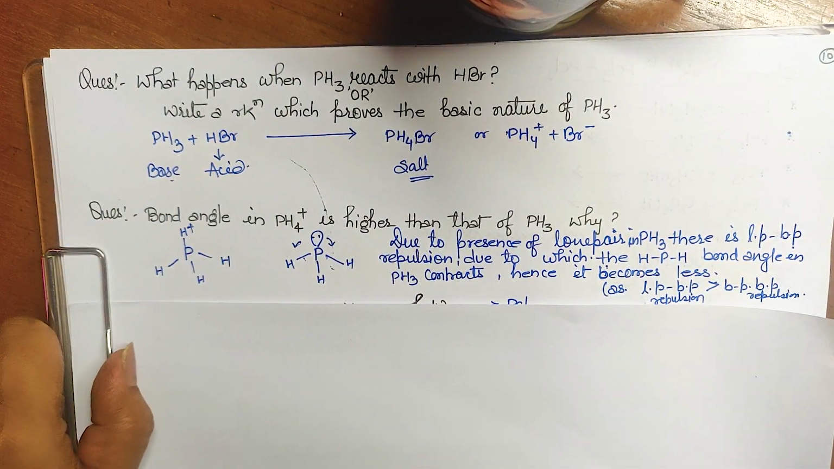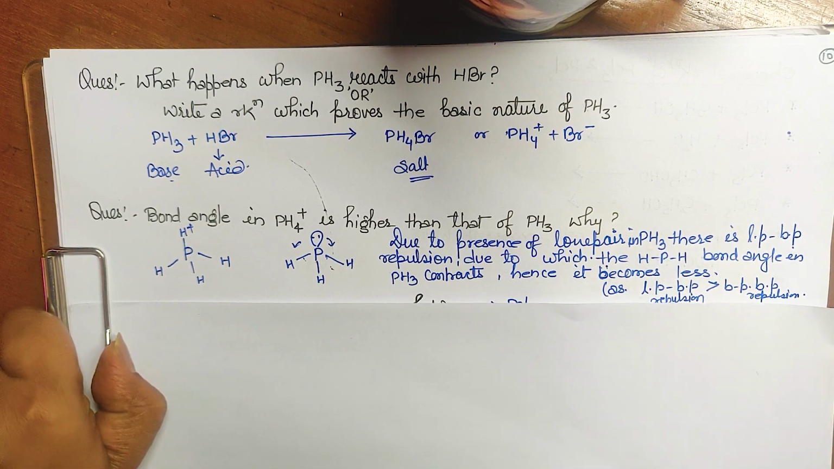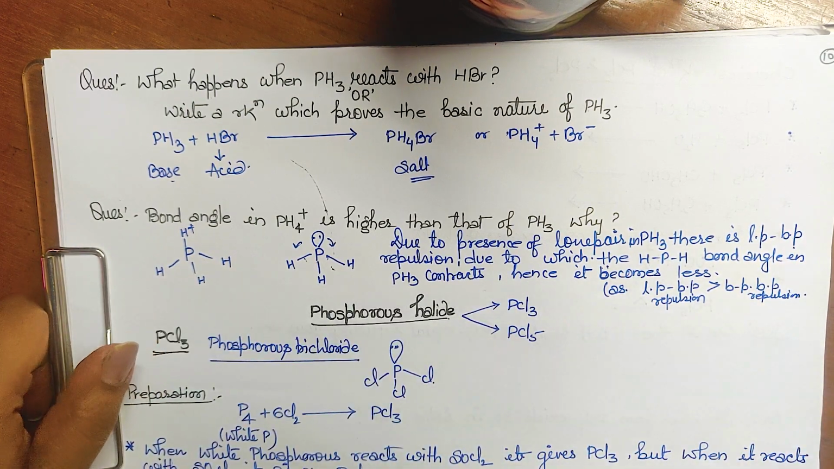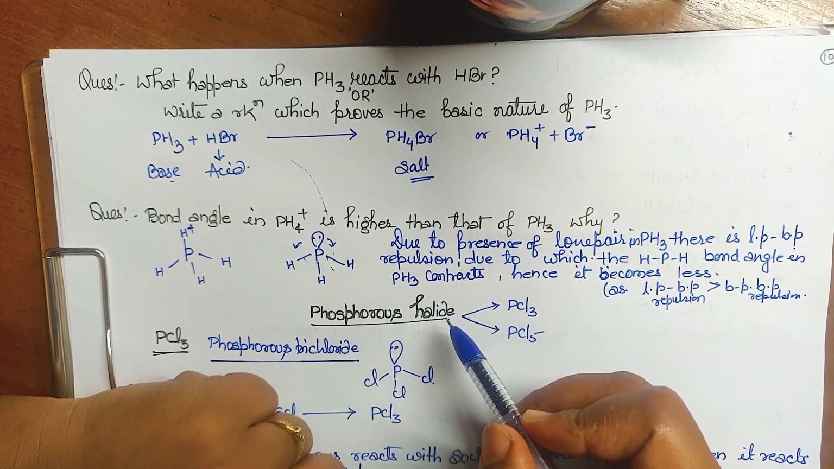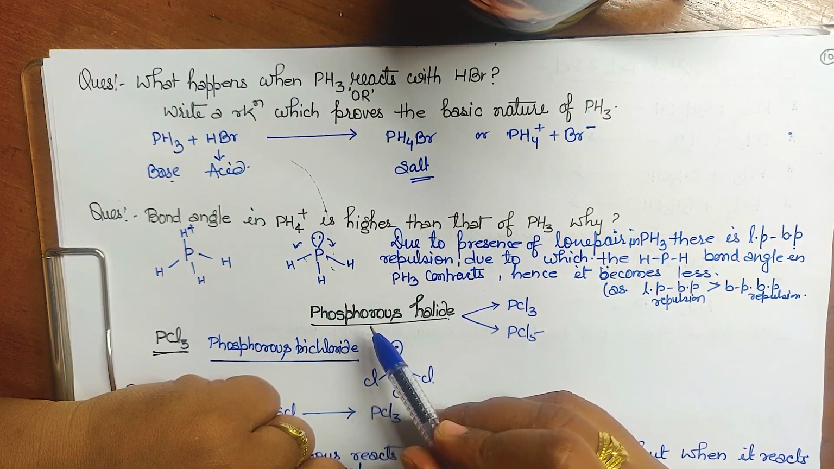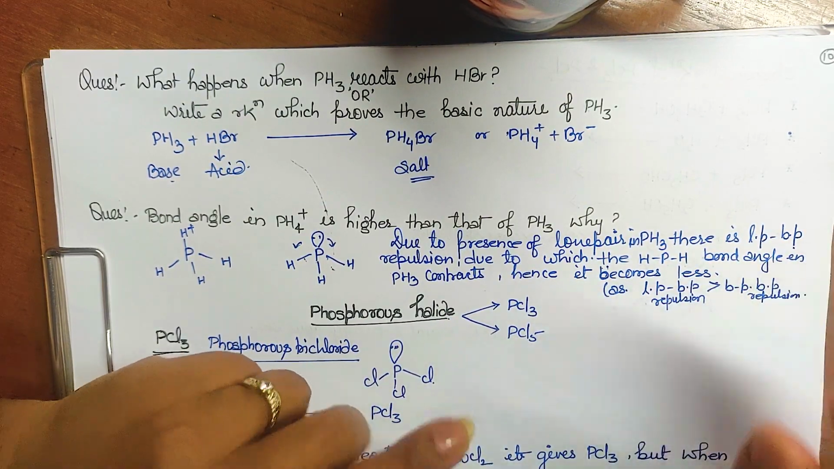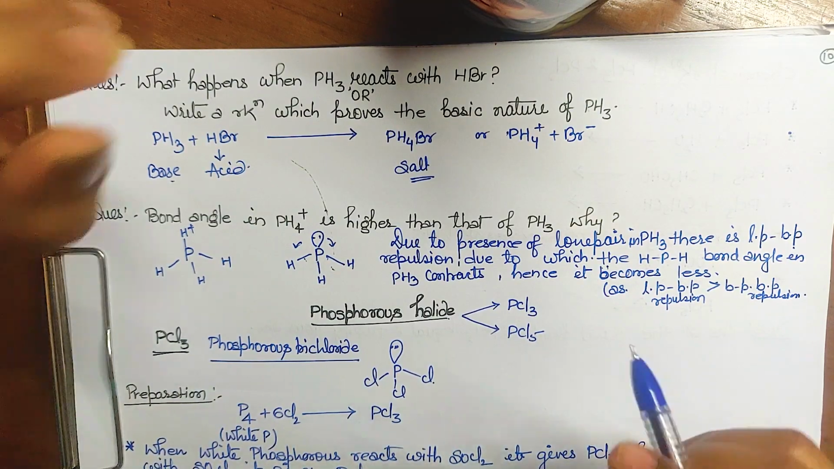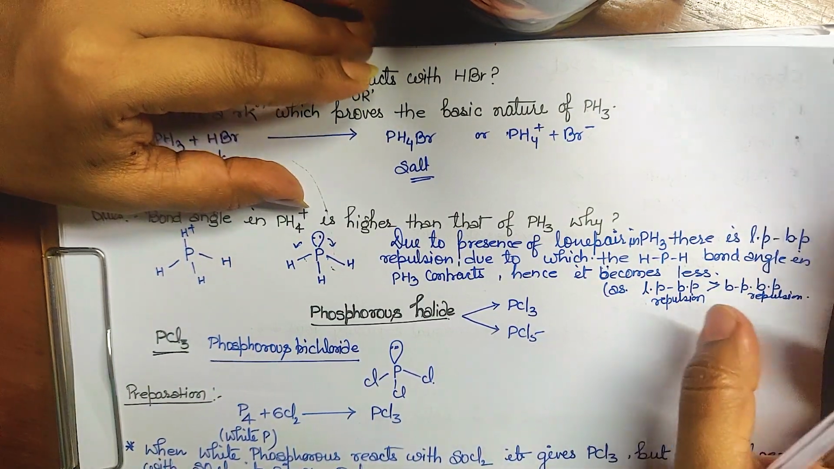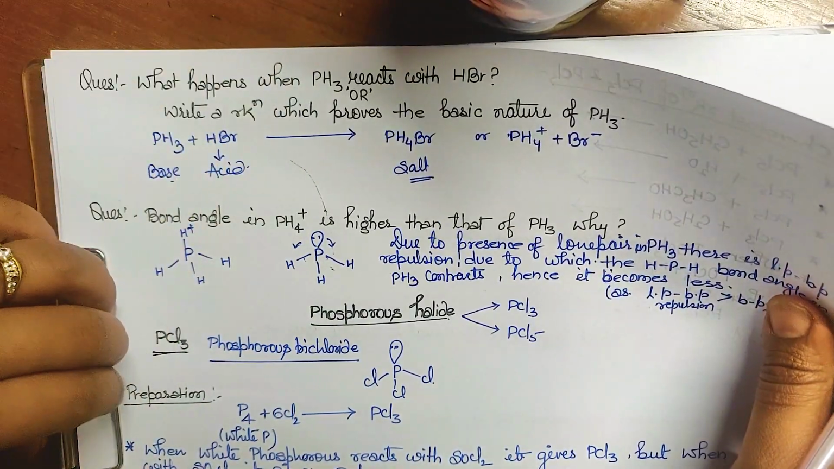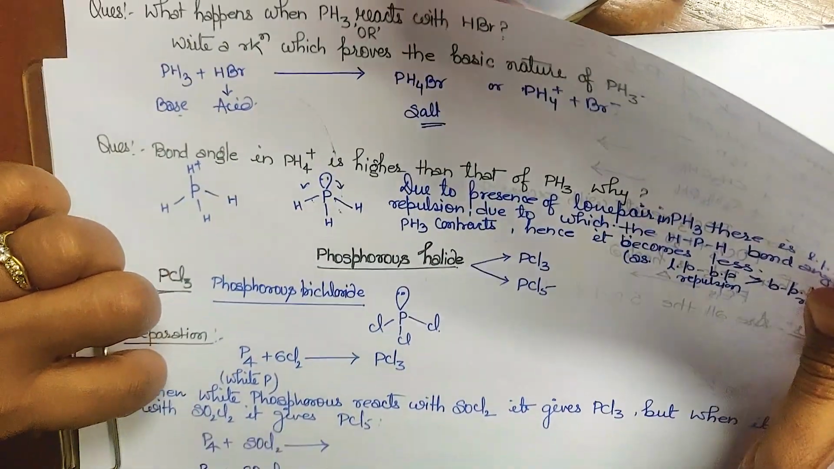Okay. So now we are going to start with another compound of phosphorus, and that is phosphorus halide. That means there will be a bond between phosphorus and the halogen. Out of that, two are main. That is PCl3 and PCl5. Lots of reactions we have done in organic also for this. So this we are going to study.